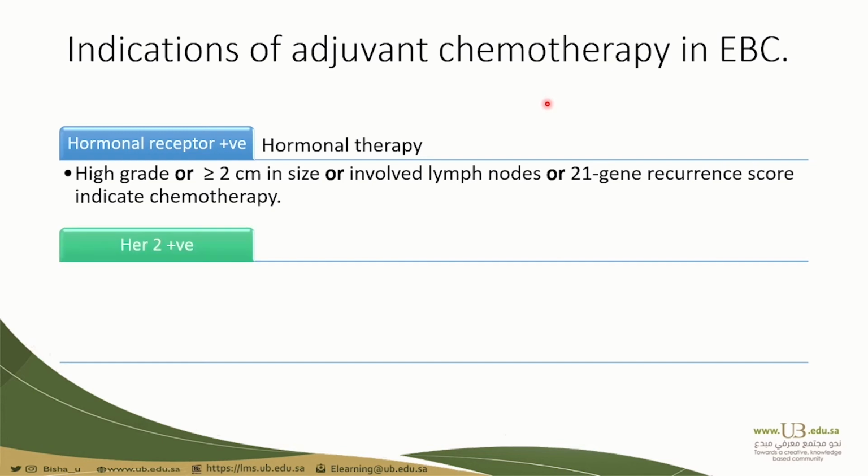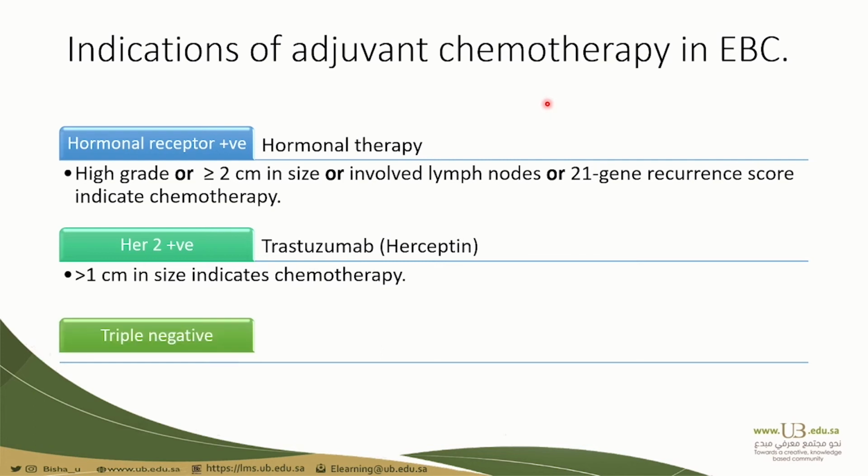For a patient who has HER2 subtypes, they usually will need trastuzumab, and all patients with 1 centimeter and more in size are also indicated to receive a chemotherapy regimen. And you will add trastuzumab with the chemotherapy regimen at the same time, as we mentioned in the general approach for the early breast cancer patient.